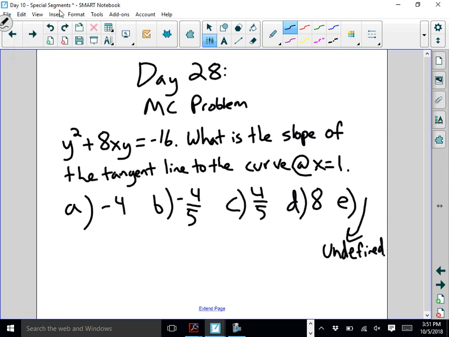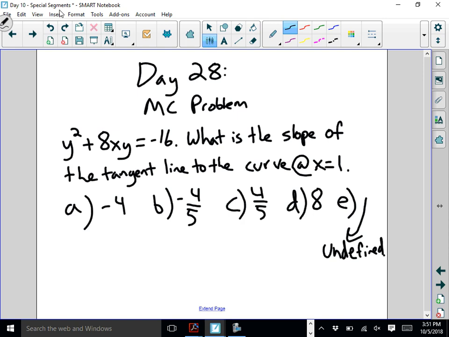Kind of an interesting multiple choice problem with our implicit that I wanted to look at. Take a look at this thing. Go ahead and copy it down into your notes. It says y squared plus 8xy equals negative 16. What is the slope of the tangent line to the curve at x equals 1?